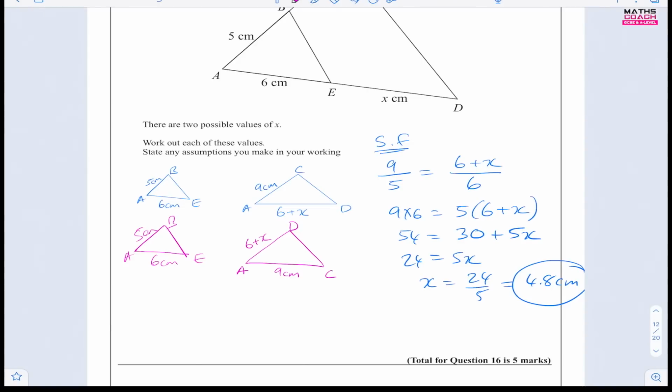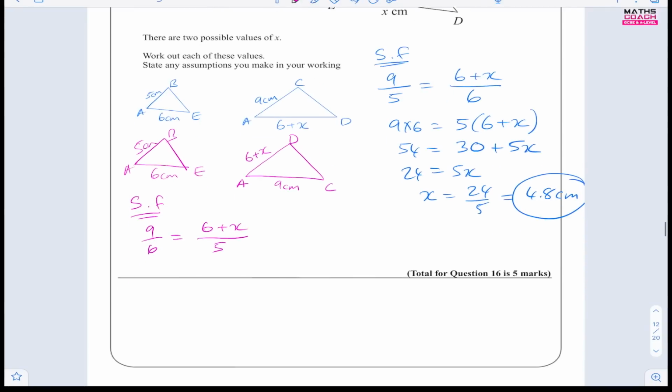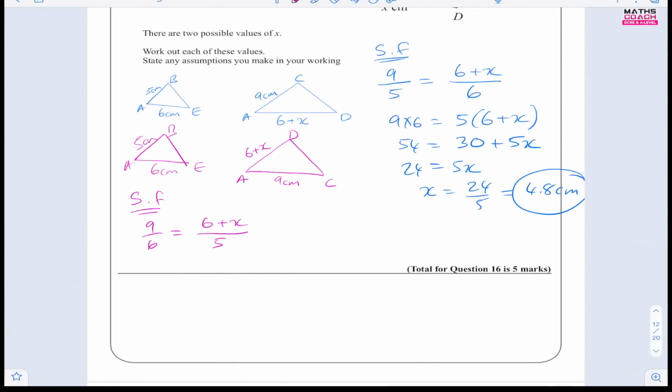If we go with the pink variation of the triangles, then the scale factor would be 9 divided by 6 is equal to 6 plus x divided by 5. And if we do the same thing, solve this, so 9 times by 5 is equal to 6 bracket 6 plus x. 9 times by 5 is 45, and that gives us 36 plus 6x.